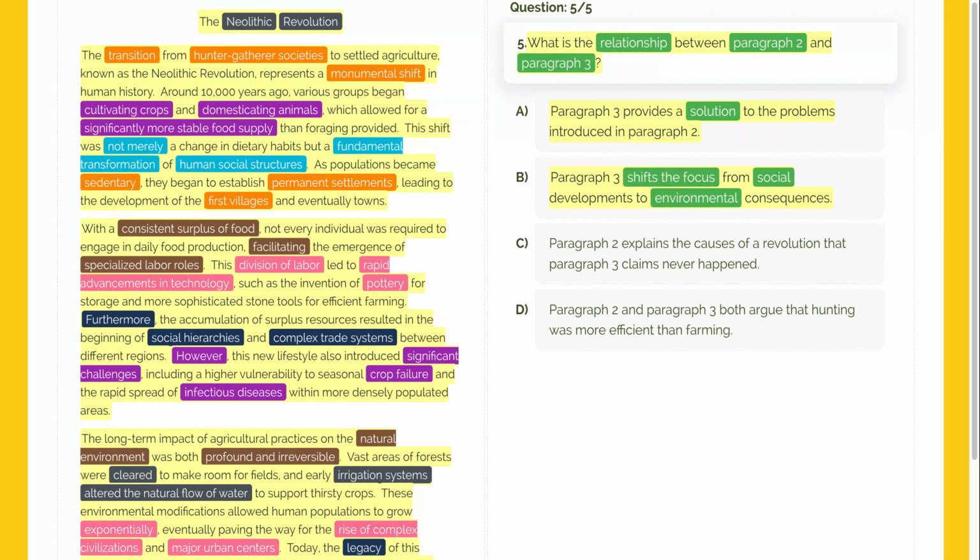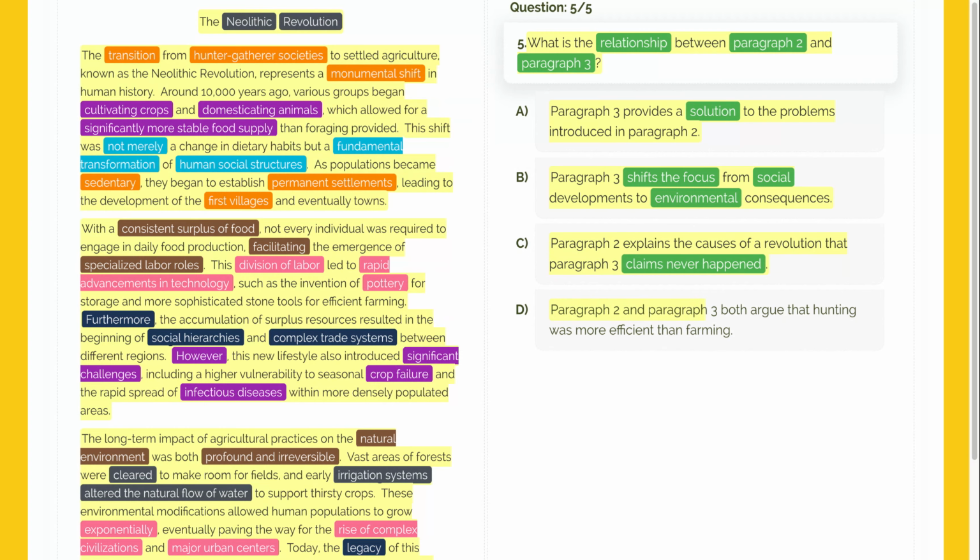Now let's examine option C. Paragraph 2 explains the causes of a revolution that paragraph 3 claims never happened. This option says paragraph 3 claims never happened. This is completely false. Paragraph 3 actually talks about the legacy of this revolution. It confirms that the revolution was very real and had lasting effects. The paragraphs agree with each other. They do not contradict. This option is incorrect. Now that we've seen the example, let's check option D and see how it compares.